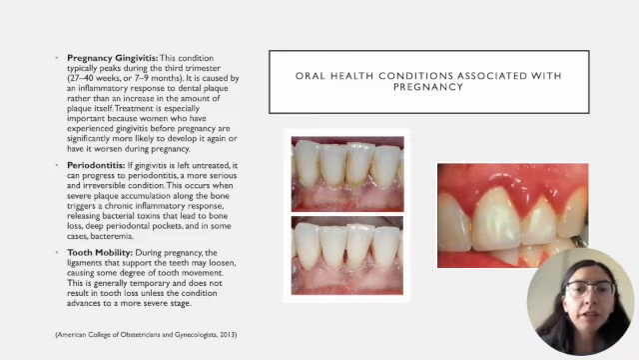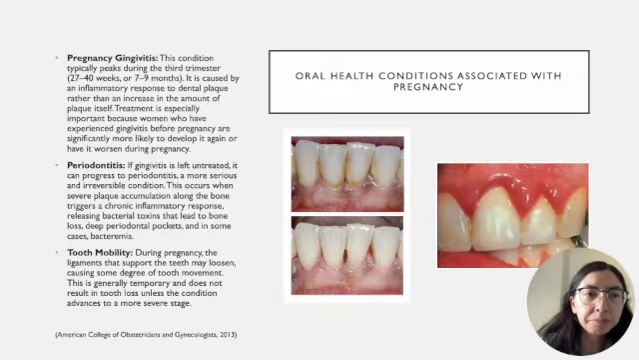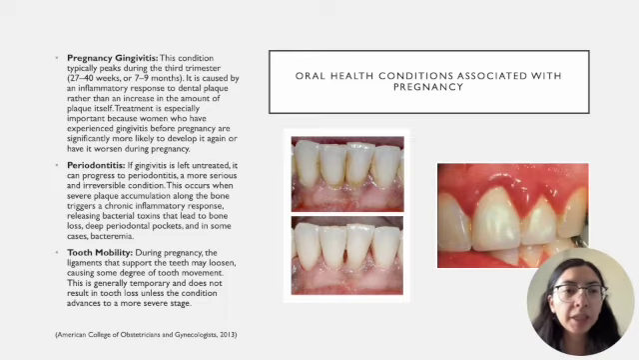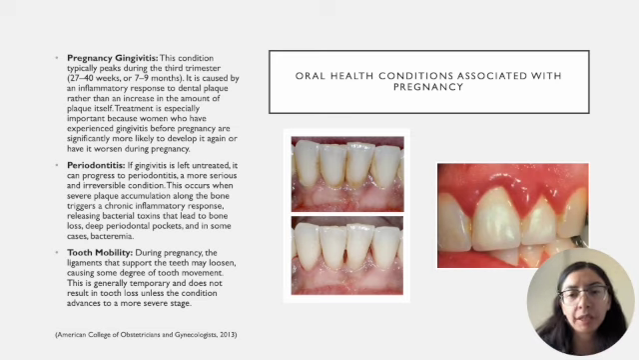There are some oral health conditions associated with pregnancy. First, pregnancy gingivitis. This condition typically peaks during the third trimester. It is caused by an inflammatory response to dental plaque rather than an increase in the amount of plaque itself. Treatment is especially important because women who have experienced gingivitis before pregnancy are significantly more likely to develop it again or have it worsen during pregnancy.